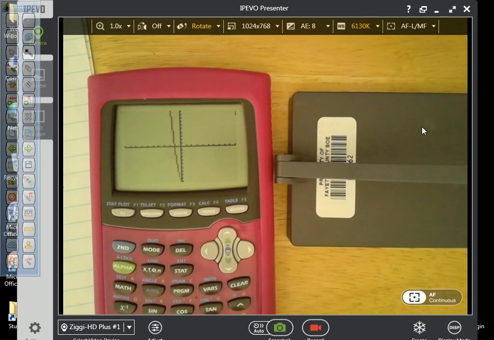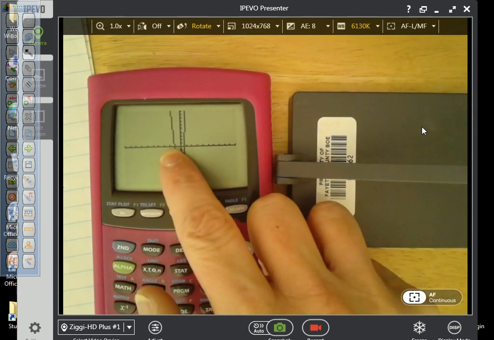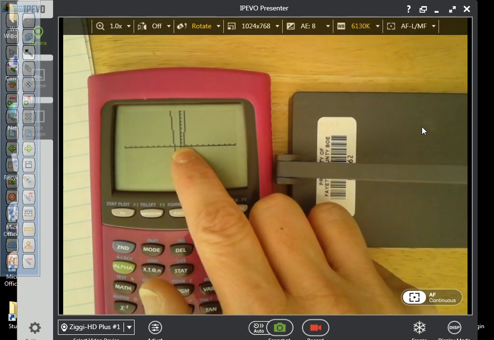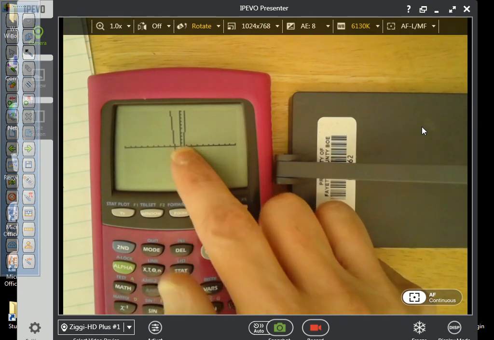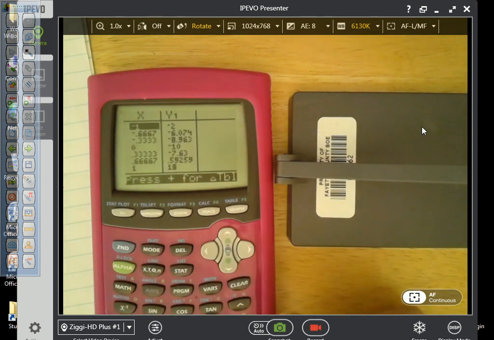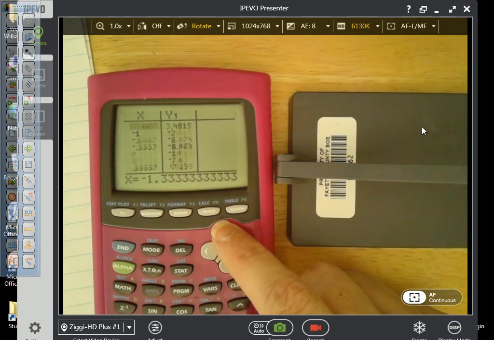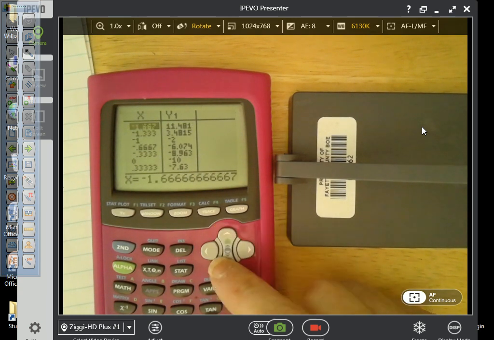I hit zoom 6 because I'm not real sure what I did on my graph last. Okay, so from the graph we can see it crosses here and it crosses here. So it looks like it's at -1 and positive 1/3 maybe. It's hard to tell. So let's go look at that table. What did you press against that table? Second graph. Oh, it's not any of them.